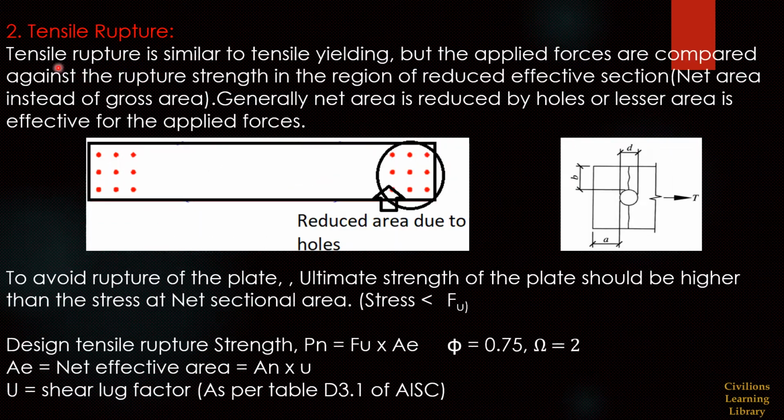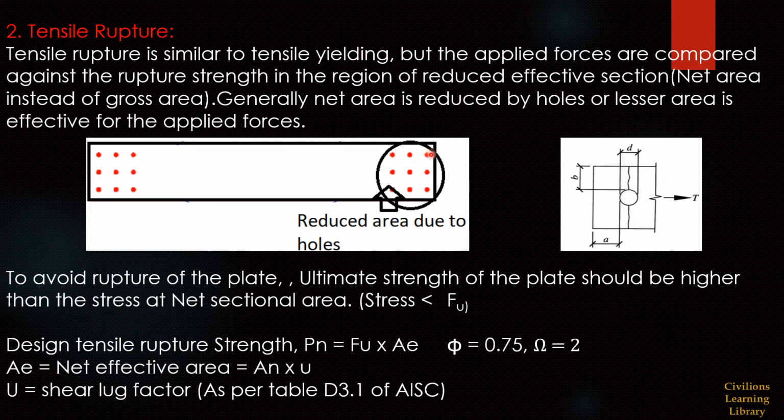Next one is tensile rupture. Tensile rupture is nothing but tensile yielding, but the applied forces are compared against the rupture strength in the region of reduced effective section. It means we have to compare with the net area instead of gross area. Generally, the net area will be reduced due to the presence of holes at the location of the connection. So the applied forces should be checked for this net area.